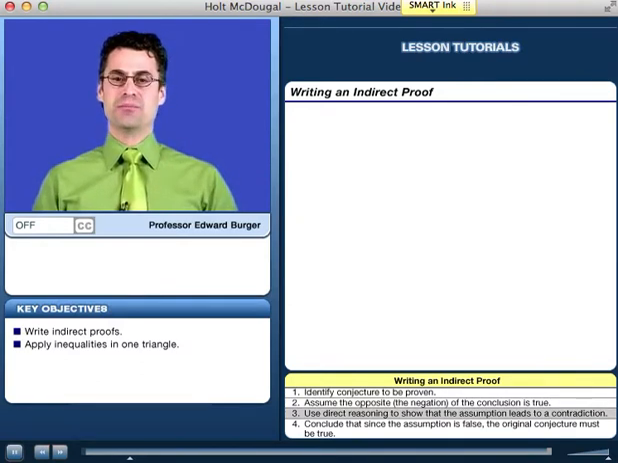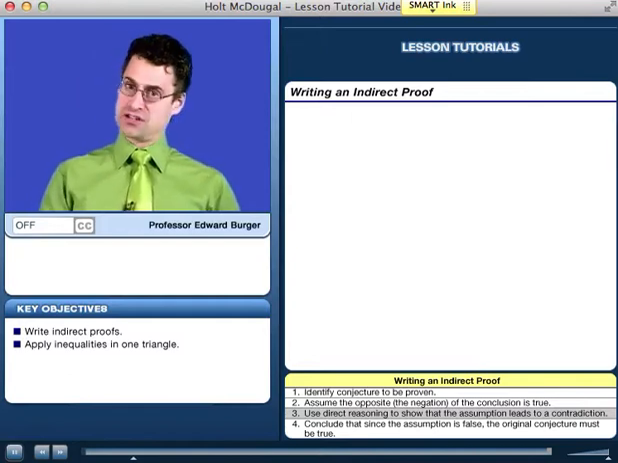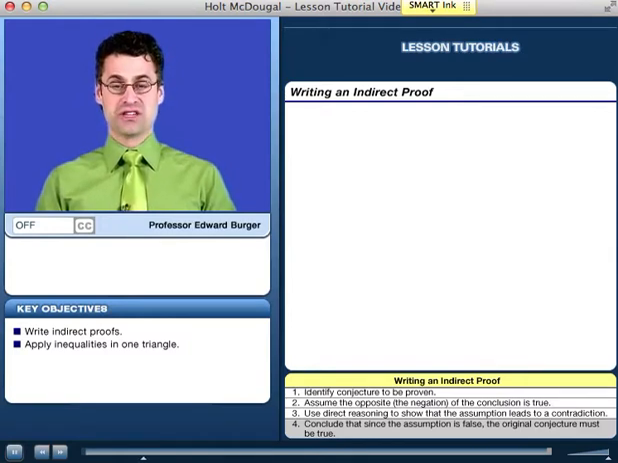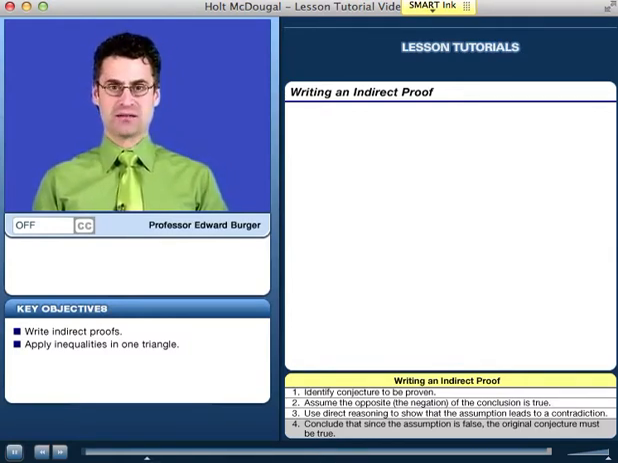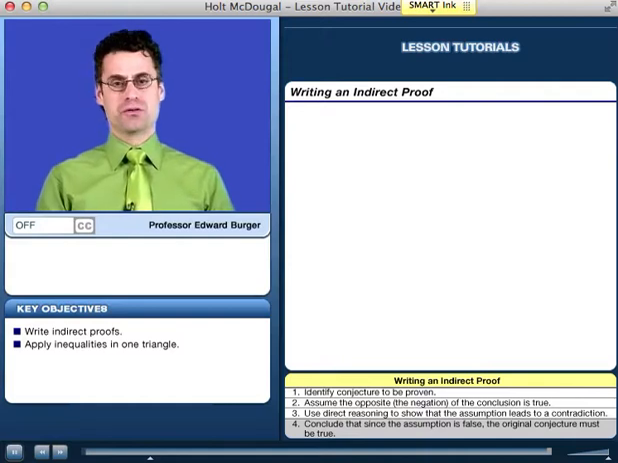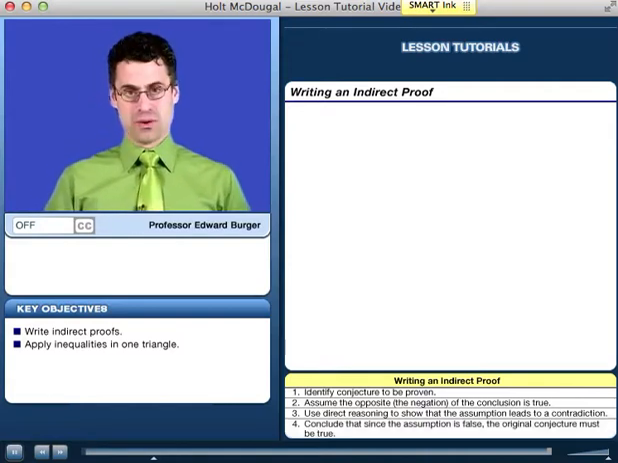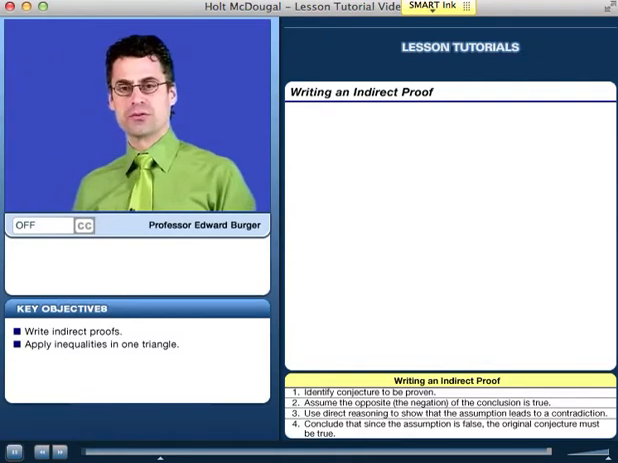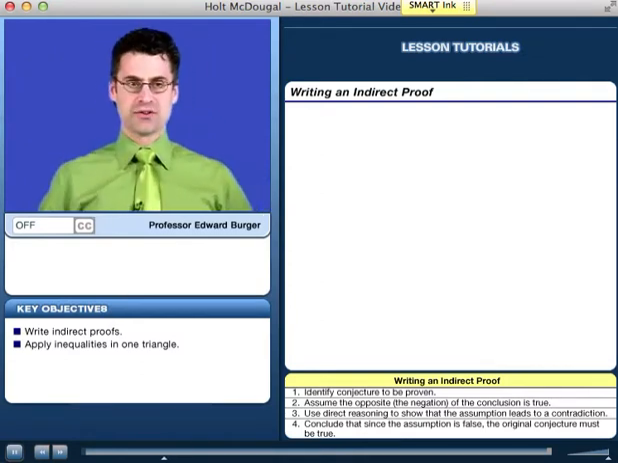Once we have that impossibility, we know that our original assumption that the conclusion was false must be wrong, which therefore implies that the conclusion that we were trying to seek must in fact be true. So we prove the result in an indirect way, and that's why it's called indirect proof. Let's take a look at an example where we'll use an indirect proof to prove a neat result.